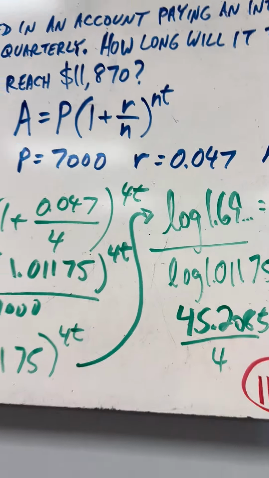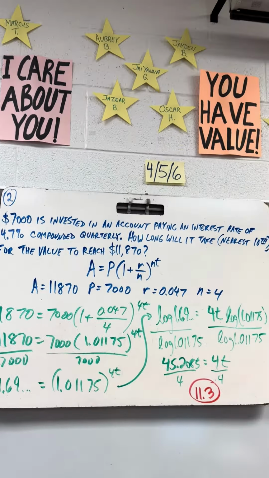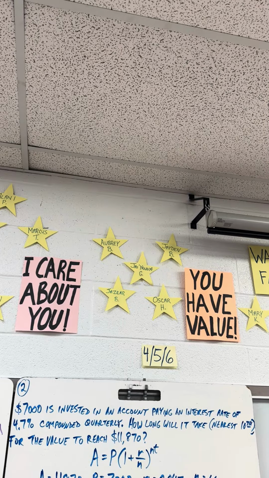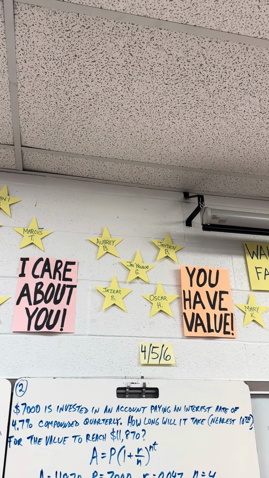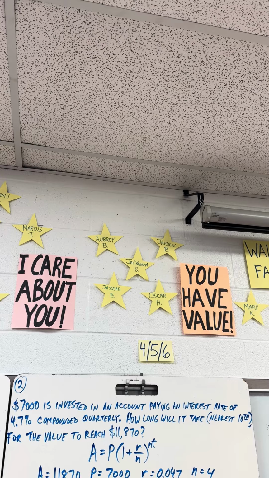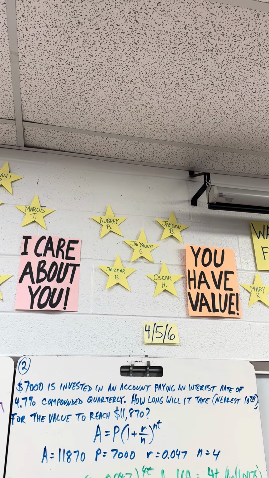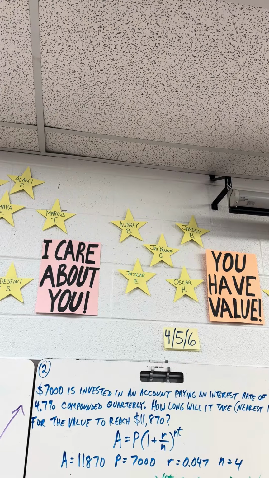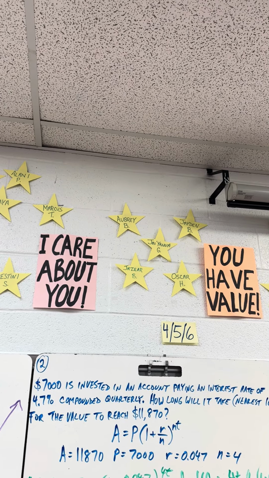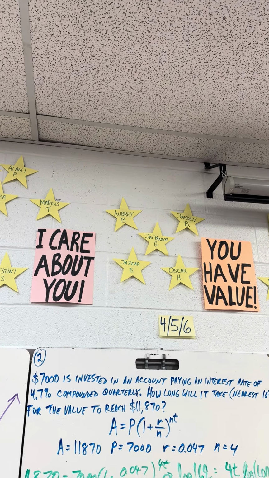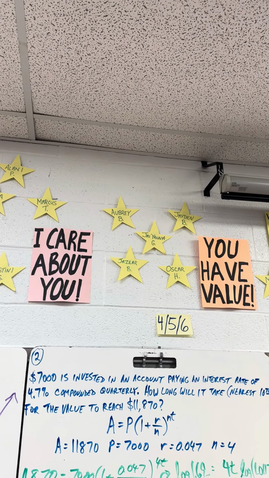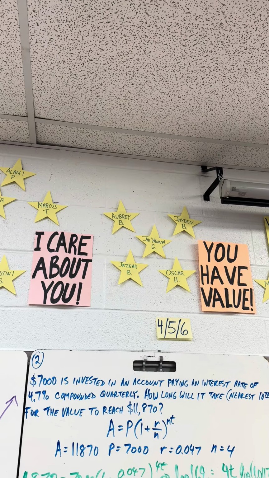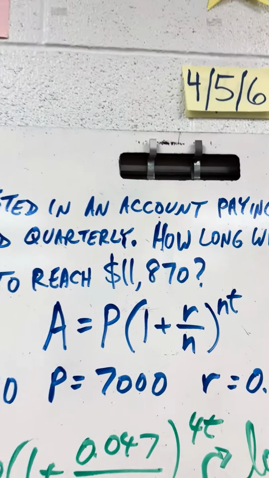Over here, we're investing, okay? $7,000 is invested in an account paying an interest rate of 4.7% compounded quarterly. Okay? If you're not sure what compounding is, please look up compound interest, okay? How long will it take to the nearest tenth for the value to reach $11,870? All right?